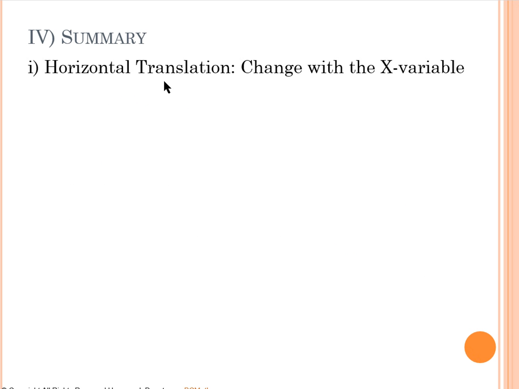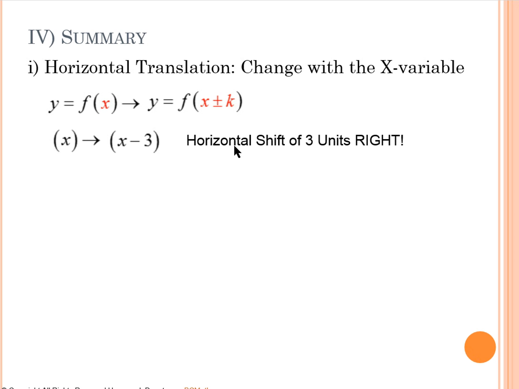All right, let's summarize all the things that we've covered so far. A horizontal translation means you are changing the x variable. So if you have y equals f of x, and your x variable is being changed from y equals f of x to y equals f of x plus or minus k, that represents a horizontal change. For example, from x to x minus 3 means you have a horizontal shift of 3 units to the right.